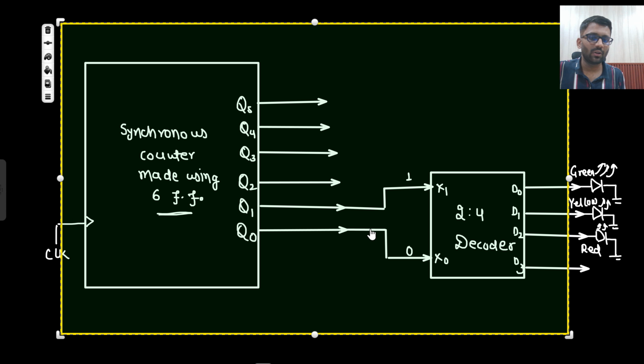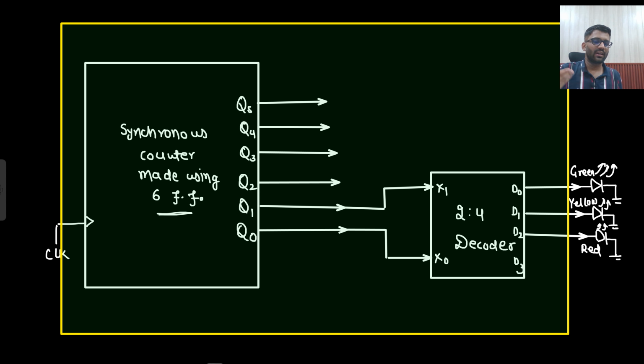Now someone will ask, sir, what about 1 1? I will not even design it. In my counter, I will design in a manner that this 1 1 condition never even occurs. So this bit will go needless. I will not show this at the output. There is no use of this.